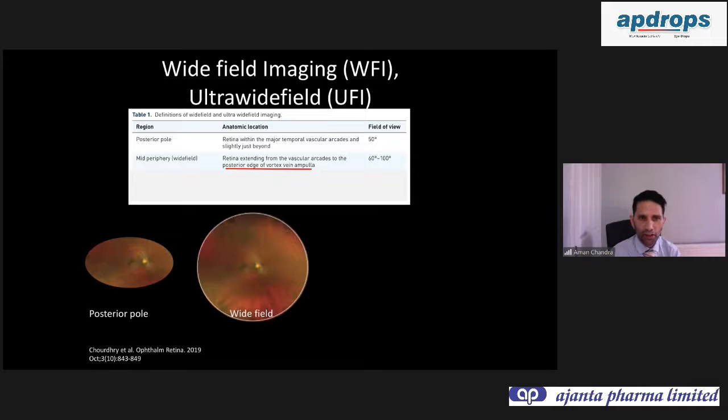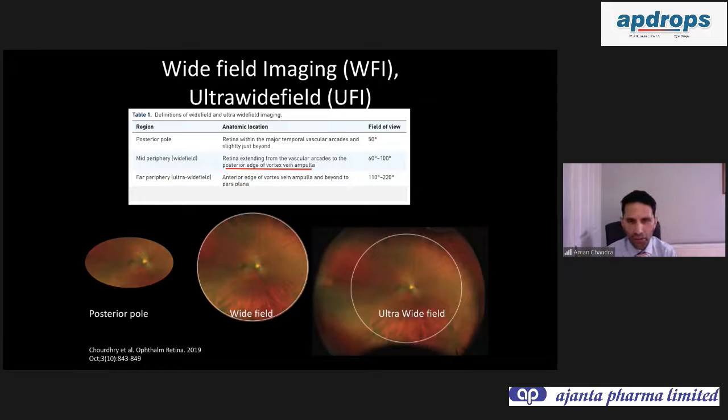Then we have wide field imaging, and these are images from beyond the arcades up until the posterior edge of the vortex ampulla, which is approximately 100 degrees of the retina. And this is defined as wide field imaging. Then we have ultra wide field imaging, which goes beyond 110 degrees, beyond the vortex vein ampulla to approximately the area of the pars plana. Currently this is only capable with the Optos camera. The ideal in the future is what they term pan-retinal imaging, which is up to 360 degrees. As yet, this is not possible.